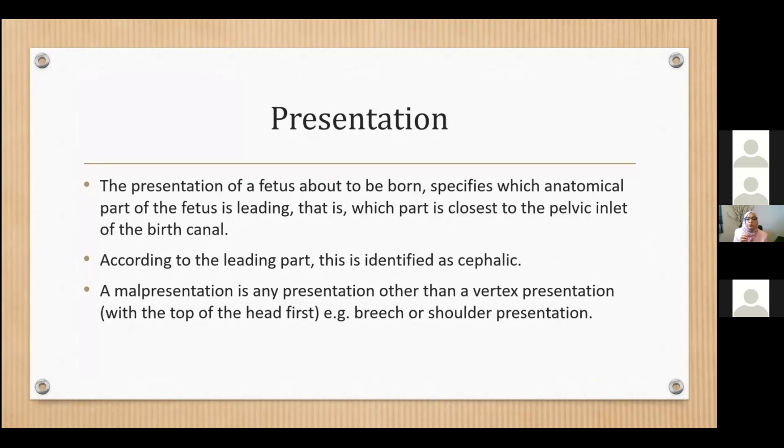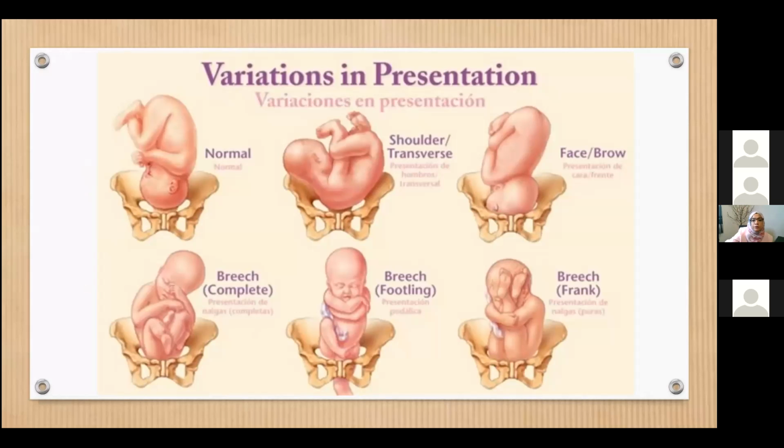Okay. So when we talk about presentation, we want a definition. We say that the presentation of a fetus about to be born specifies which anatomical part of the fetus is leading. That is, which part is closest to the inlet of the pelvis as it goes into the birth canal. And then, according to the leading part, we will identify it. So the normal is cephalic or vertex. And if it is not the head and any other part is presenting, then it will be either a breech or a shoulder. Again, let me show it to you over here.